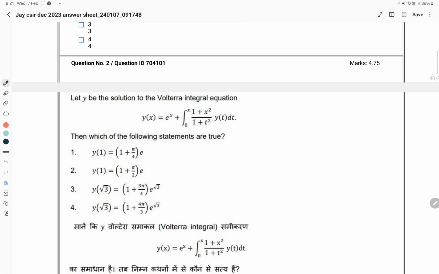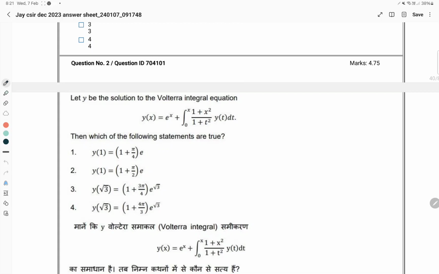The problem is given as y of x equal to e power x plus integral 0 to x of (1 plus x square by 1 plus t square) y of t dt, and I have to choose which of the following statements are true. Since the problem was asked in part C, more than one option can be correct.